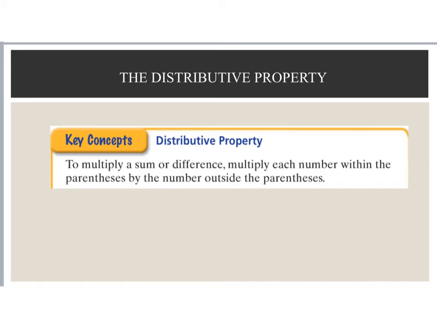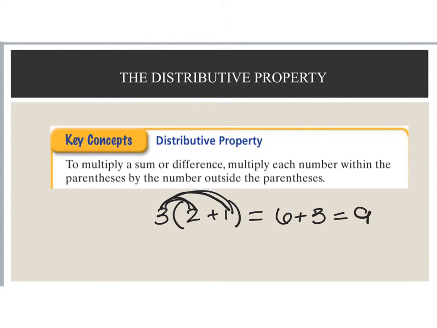So if we have something like 3 times 2 plus 1, essentially we're going to distribute that 3 onto the 2 and the 1 by multiplying. So I have 3 times 2, which will give me 6, plus 3 times 1, which is 3. So my answer then would be 9.